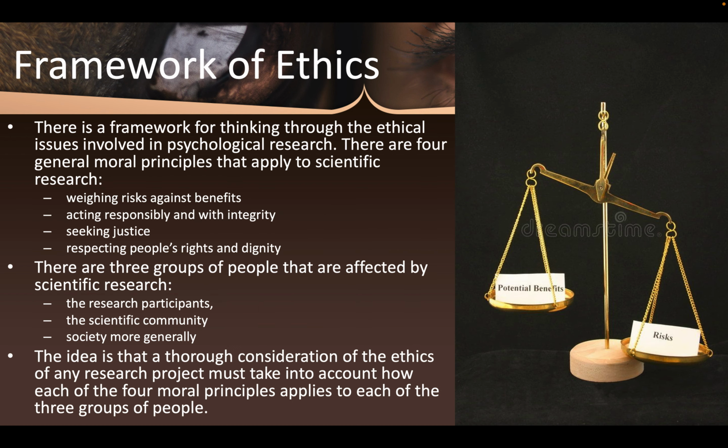There's a framework for thinking through the ethical issues involved in psychological research. There are 4 general moral principles that apply to scientific research: weighing risks against benefits, acting responsibly and with integrity, seeking justice, and respecting people's rights and dignity. There are 3 groups of people that are affected by scientific research: the participants, the scientific community, and then society in general. The idea is that thorough consideration of ethics of any research project must take into account how each of the 4 moral principles applies to each of the 3 groups of people.